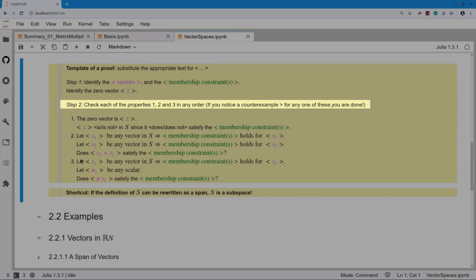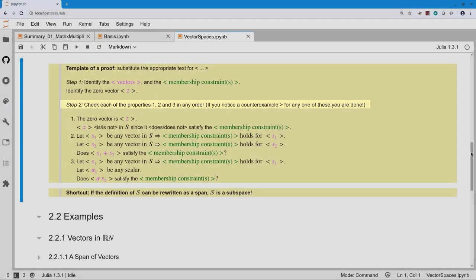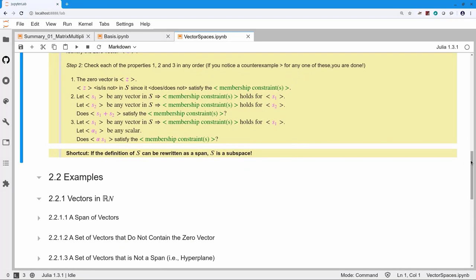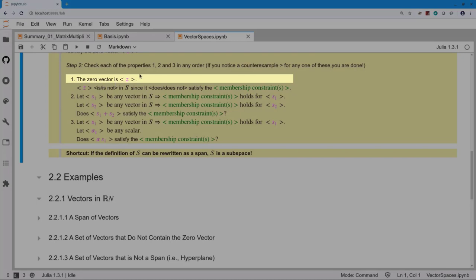Once we have that, we proceed to step two. We're going to check each one of our conditions, one, two, and three, in whatever order we choose. Whatever order, because if you notice one of them doesn't hold, you would immediately be done. And if you notice a counterexample, you would immediately be done. So for the first check, what we have to write is the zero vector is whatever it happens to be. And then we have to check that zero vector, is it or is it not in S? So we'll write that the zero vector is in S or is not in S, since it either does or doesn't satisfy the membership constraint. Substitute the zero vector into your membership constraint and check whether it holds, yes or no. If no, you're done, not a subspace. If you pass, then it's on to number two.